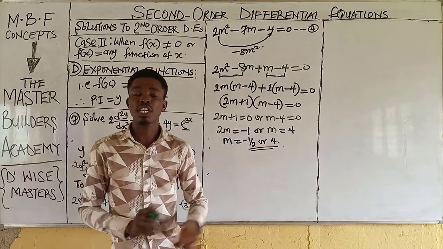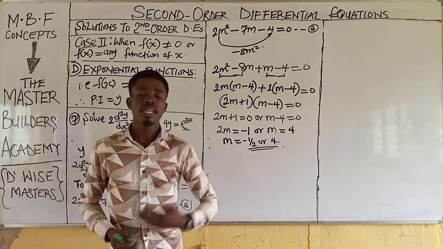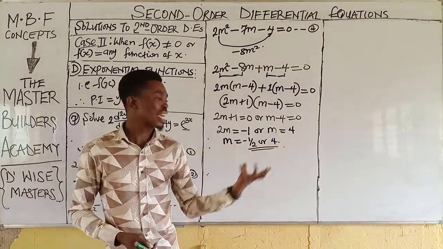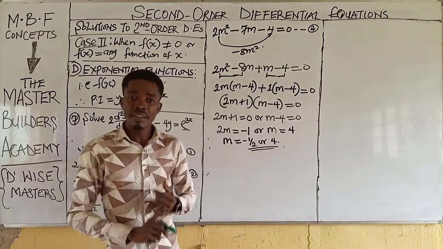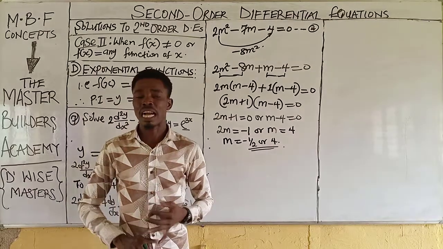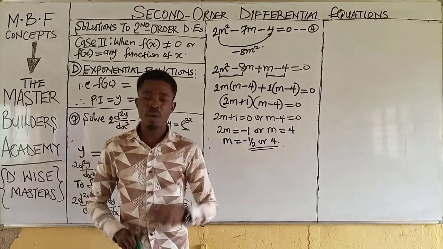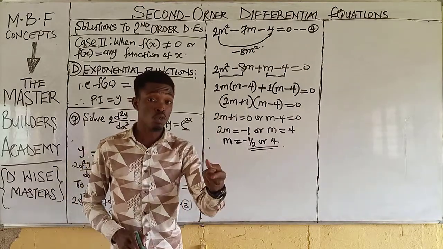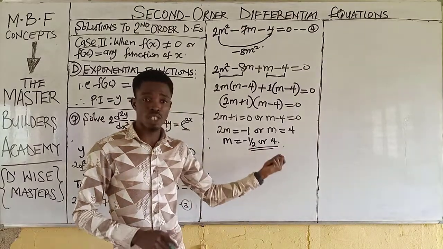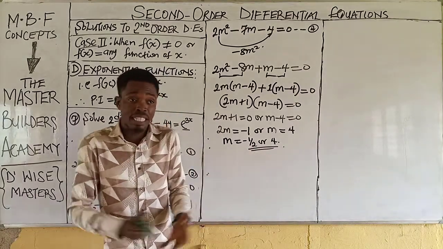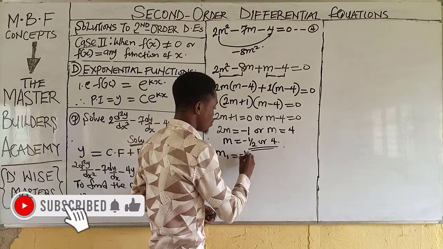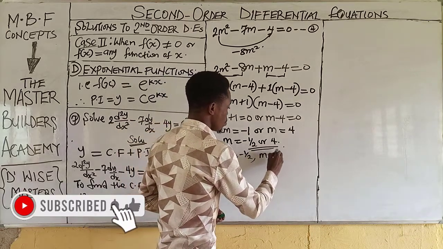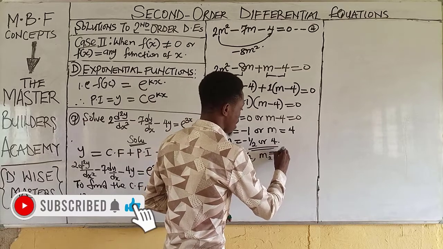Now that we have successfully obtained this result for m, the next thing you are quickly going to do is to identify the roots that you have there. Of course, we know we can have real and different roots, real and equal roots, and then we equally have complex roots. But in this case, these roots are real and different. Then we can simply select m1 to be the first value and m2 to be the second value.